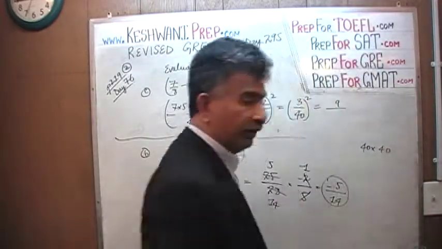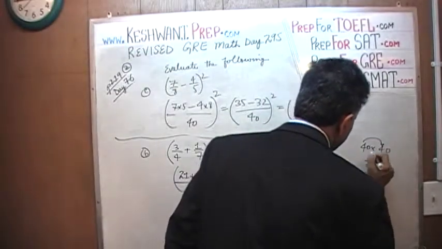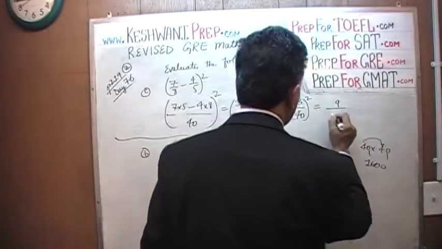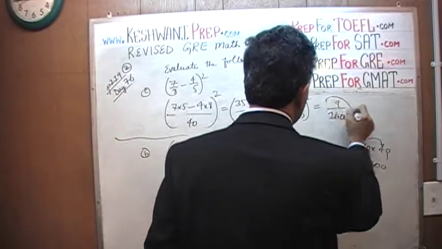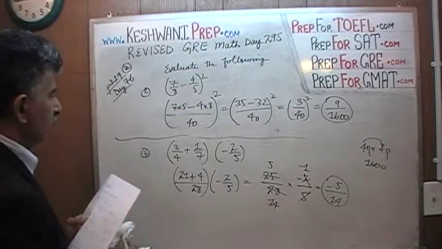40 times 40 is very straightforward. You just multiply 4 times 4, we know is 16, and then we have 2 zeros. So that's it. 9 over 1600 is the answer. That was part C. Let's look at part D.